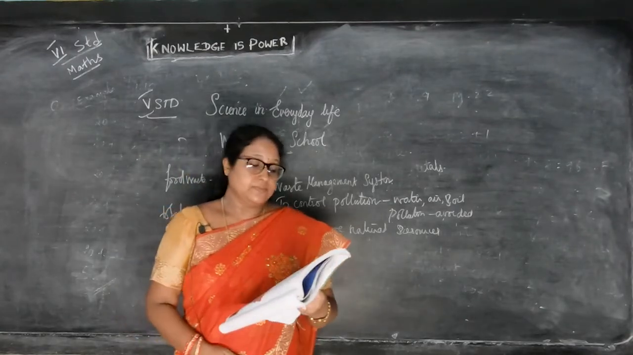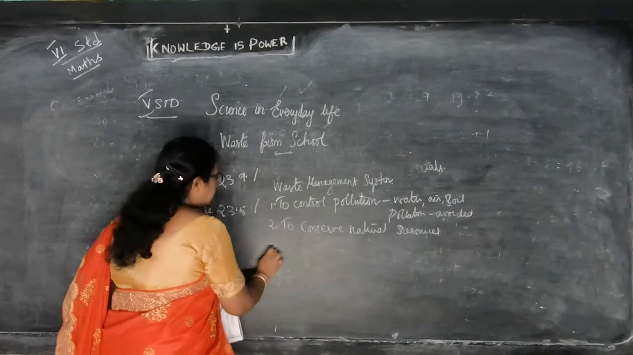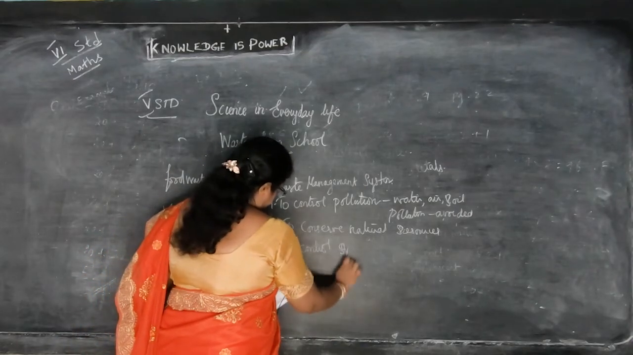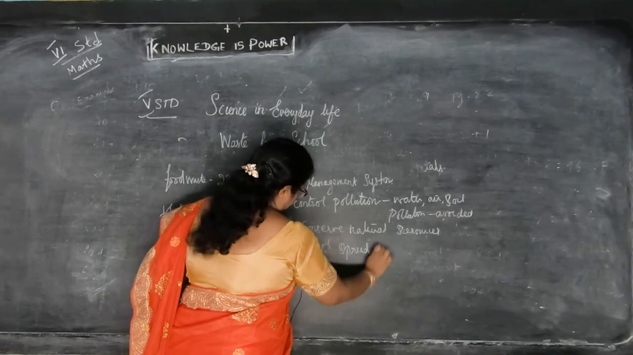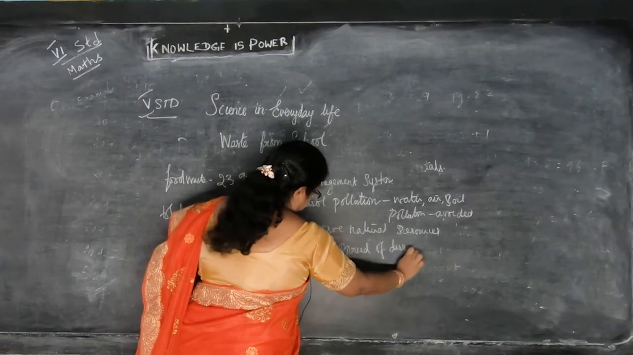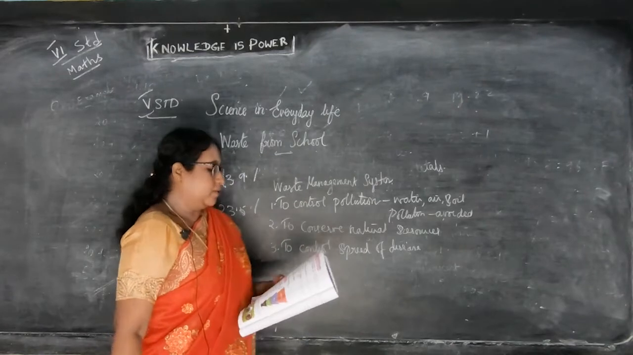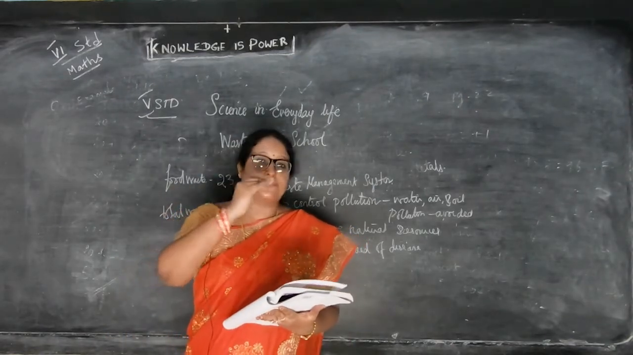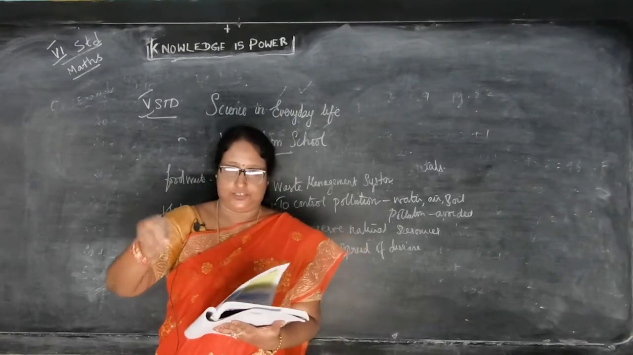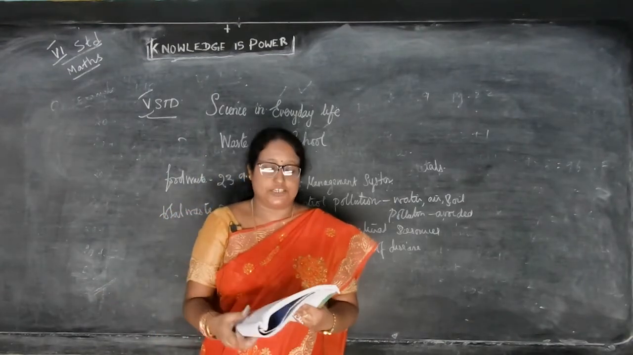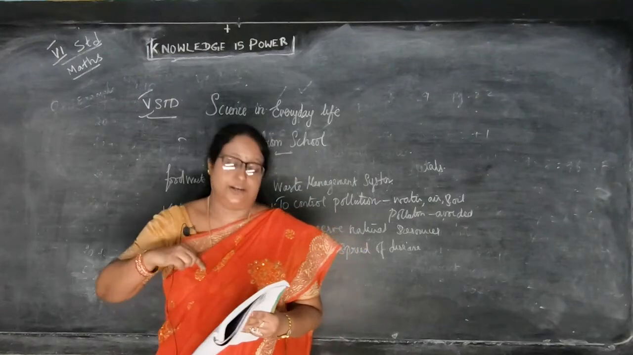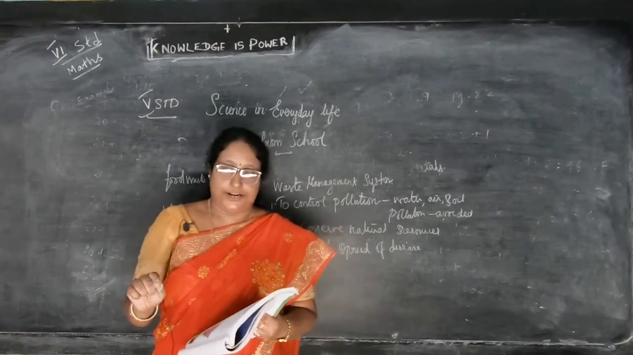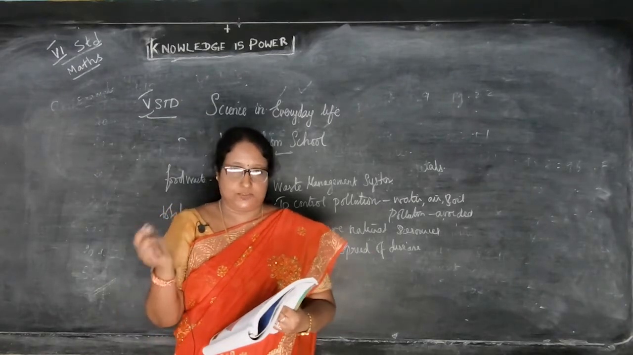Okay. The next is to control the spread of diseases. So this is the spread of infectious disease. Infectious is nothing but that which is transmitting from one person to another. That is infectious disease. This can be controlled. Okay, so the spread of the infectious diseases can be controlled by the waste disposal management.